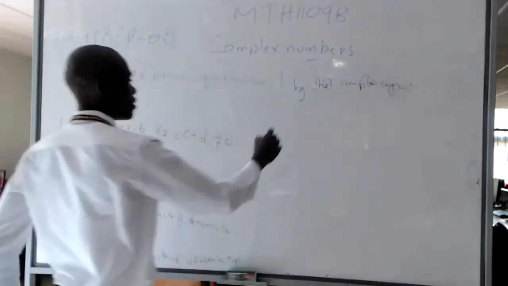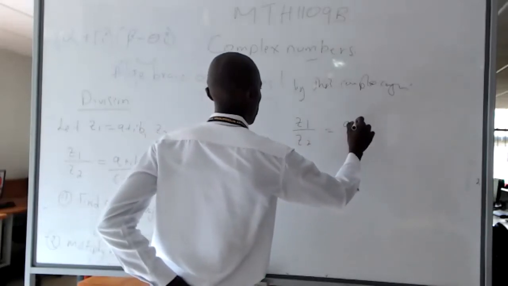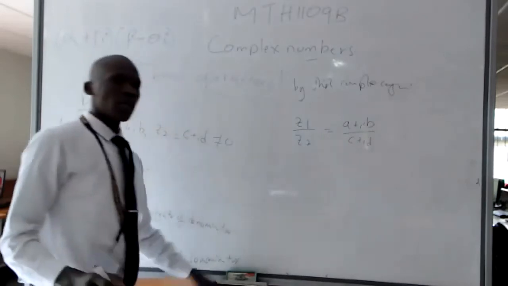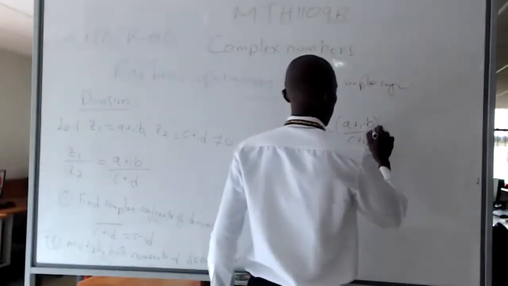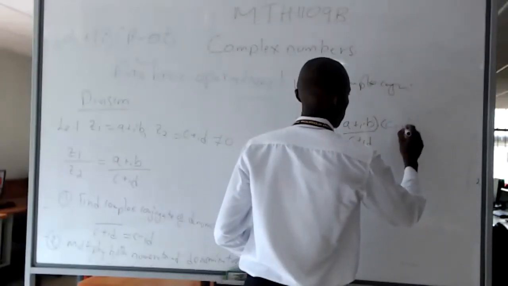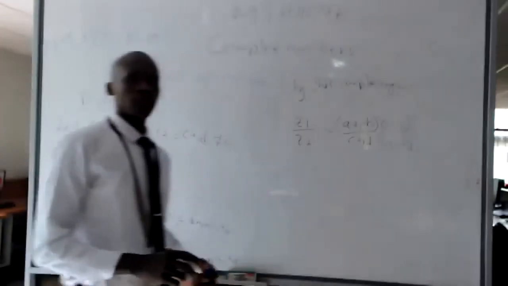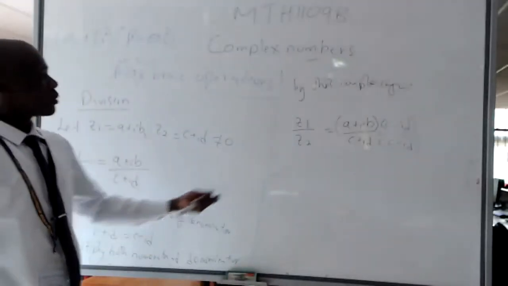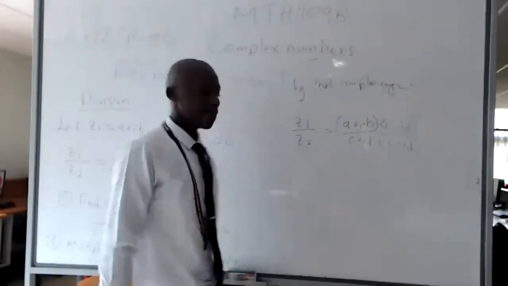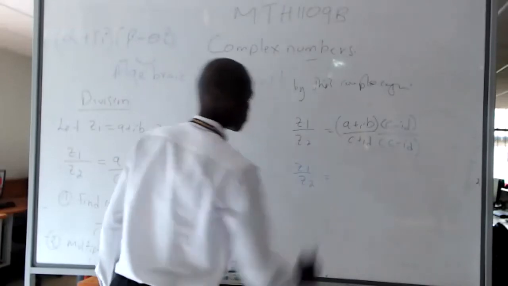So what you have is that Z1 divided by Z2 is going to be A plus IB divided by C plus ID. Then we multiply the numerator and denominator by the complex conjugate. So the complex conjugate here is C minus ID, the same thing, C minus ID. Remember, it's like multiplying by 1. It does not change the meaning of this because this cancels out. Okay? So Z1 divided by Z2.